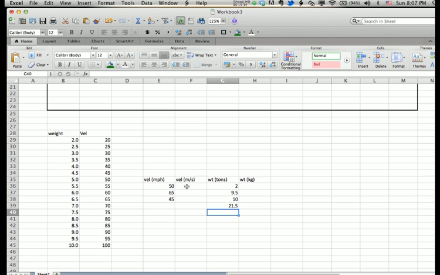Let's convert all these velocities to meters per second. The way I can do that, if you do your dimensional analysis on a piece of paper, you'll figure out that there's 0.447 meters per second for every 1 mile per hour. So we can do this kind of a nice condensed thing. So if that's in miles per hour, we're going to do equals, take this miles per hour, and multiply it using the asterisk by 0.447, which will put it into meters per second. And I can grab that formula and drag it down and get all my meters per seconds.